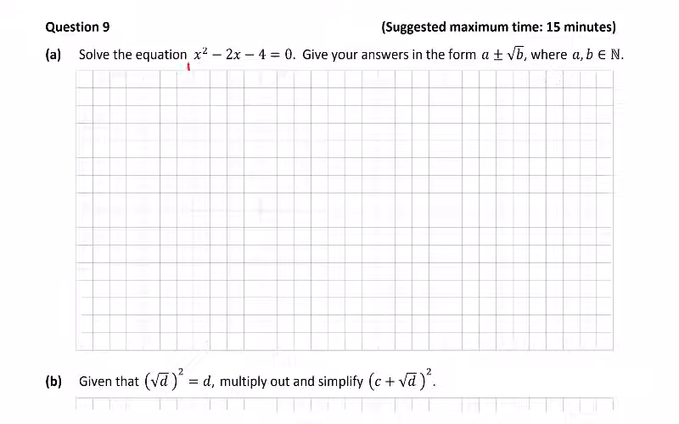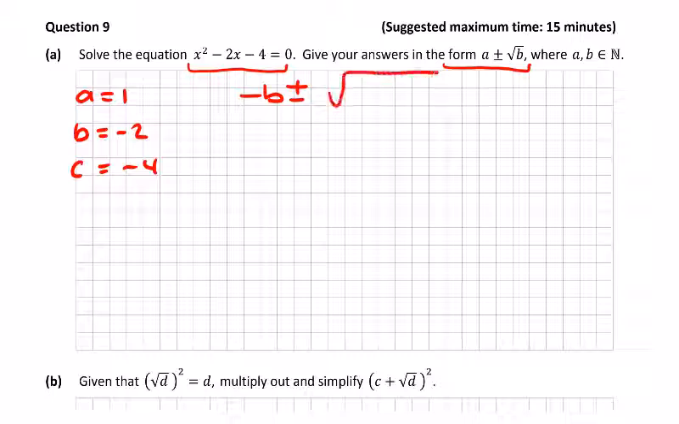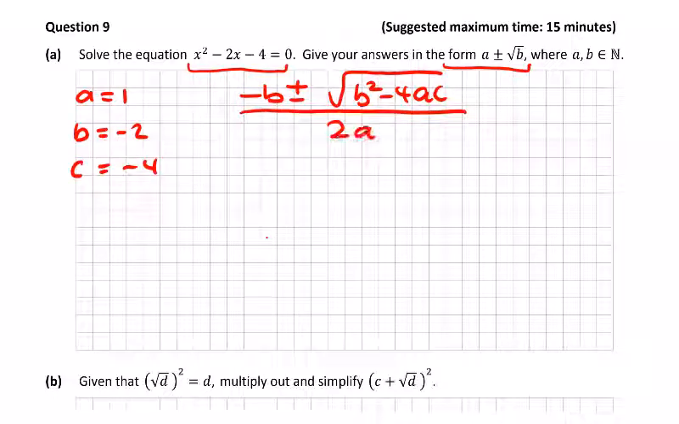Question 9a, solve this equation. Clue given, give your answer in this form. So it's quadratic formula. A is equal to 1, B is equal to minus 2, and C is equal to minus 4. Minus B, plus or minus, you've all learned this off by heart. The discriminant is b squared minus 4ac, all over 2a. The discriminant is what's inside there. Learn this word off in case they use it.